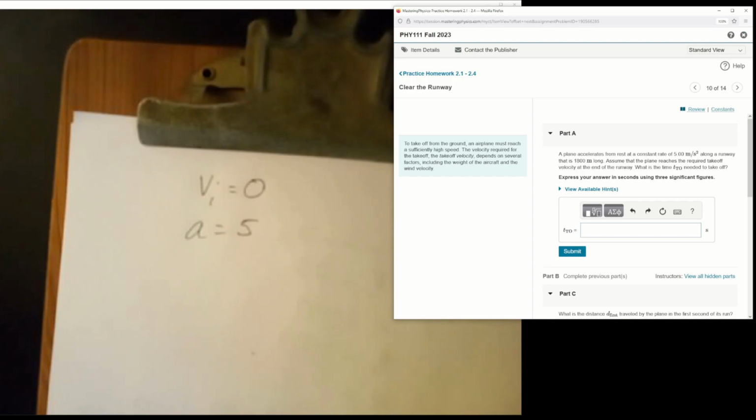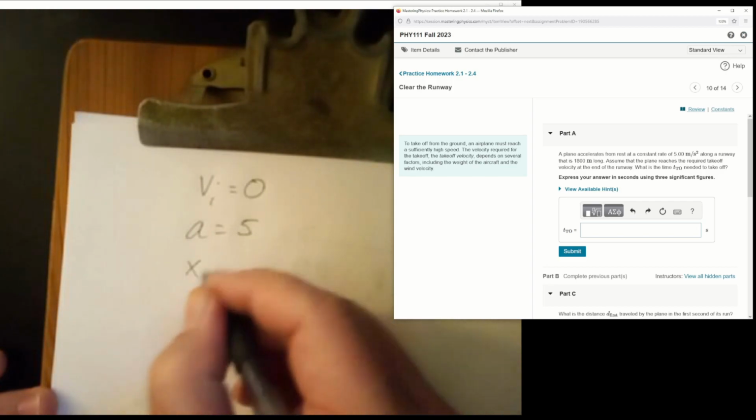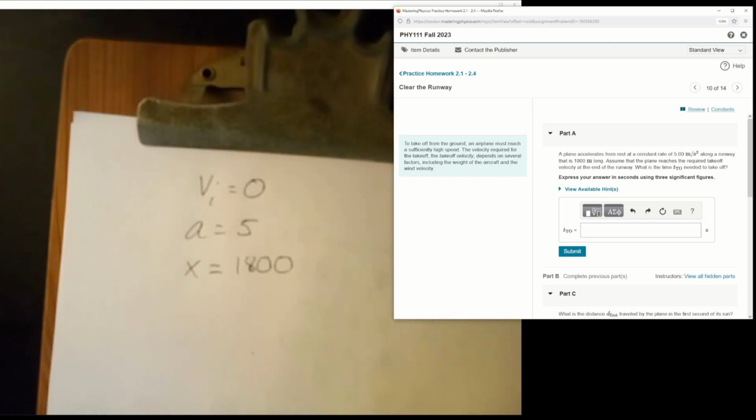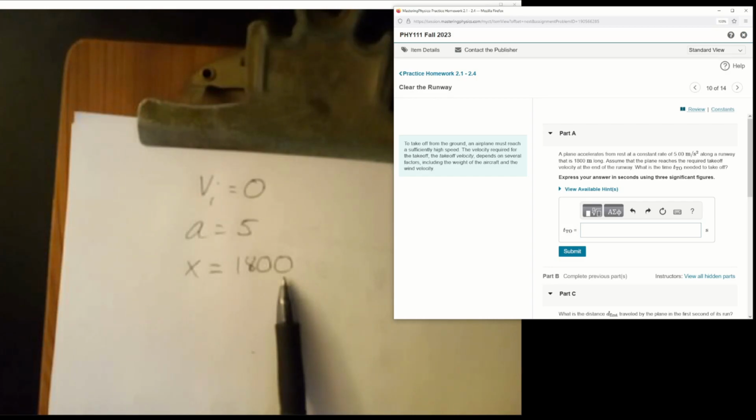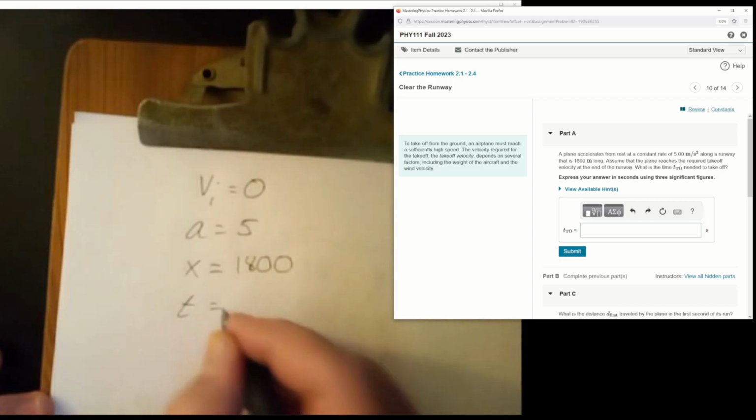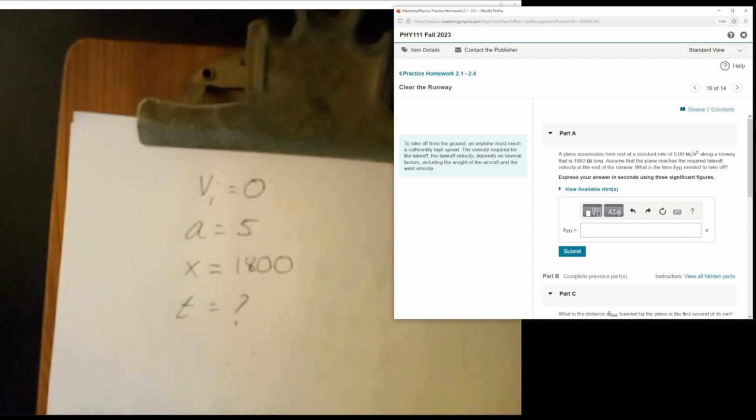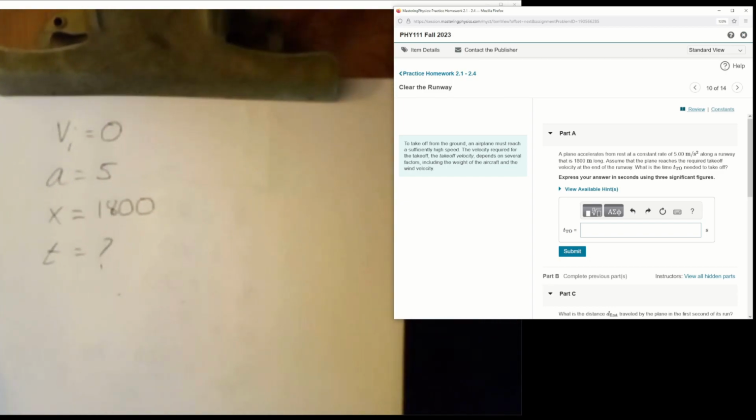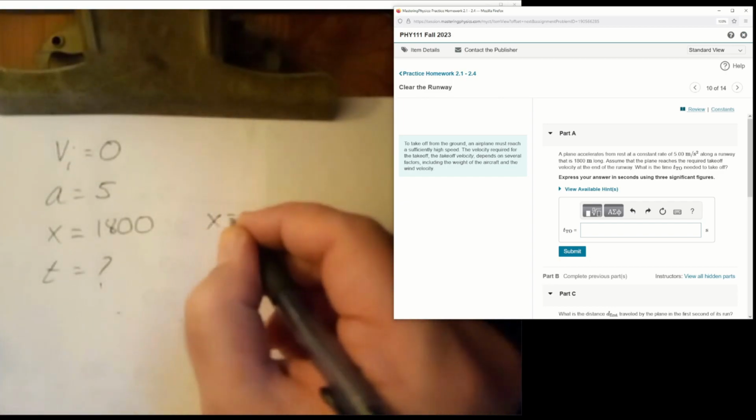And this time we have the distance of a runway, and that is x, 1800. We'll assume the plane reaches the required takeoff velocity right at the end of the runway. In other words, right as it hits 1800, it will have its desired velocity. And it wants to know the time for takeoff. So we need to know what is time. We would check out the kinematic equations, and the one that will work for us here is the position one.